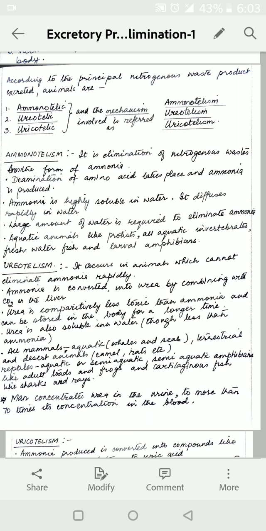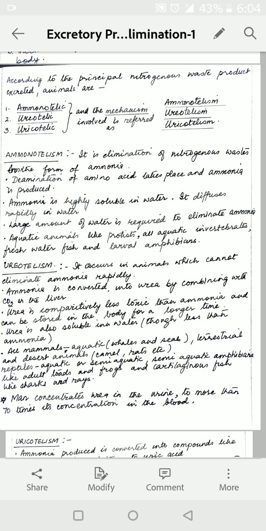And such animals that excrete ammonia are generally aquatic in nature, because a large amount of water is required to eliminate ammonia. So ammonotelism is suitable for aquatic animals like the animals of kingdom Protista, all aquatic invertebrates, then fishes, freshwater fishes, and the amphibians in their larval stages, because they are found in water.